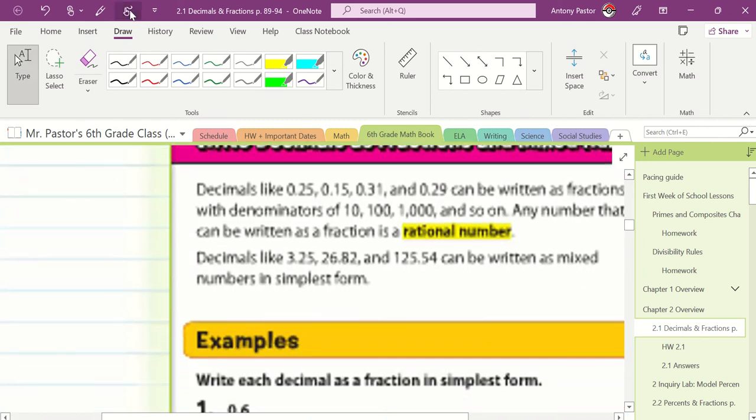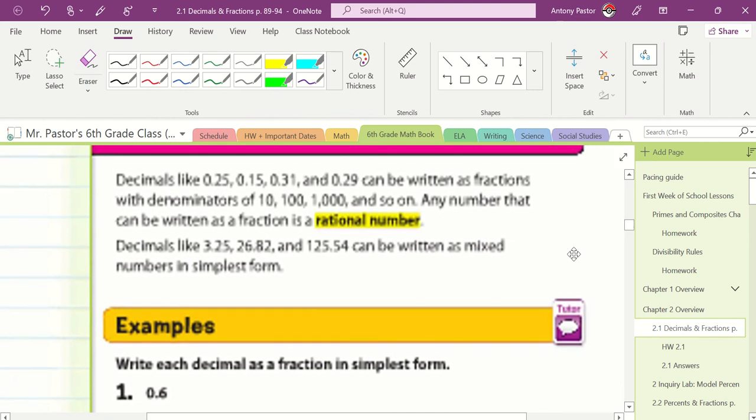Decimals like 0.25, 0.15, 0.31, and 0.29 can be written as fractions with denominators of 10, 100, 1,000, and so on. Any number that can be written as a fraction is a rational number. So let me restate this in order for you to put this in your notes. Any number that can be written as a fraction is a rational number. That means, for the sake of this lesson, all decimals can be written as a rational number.